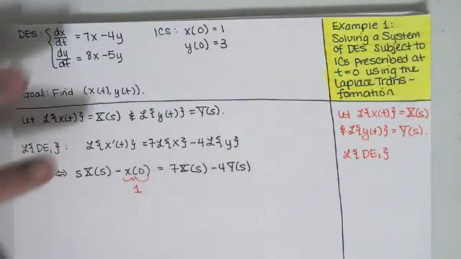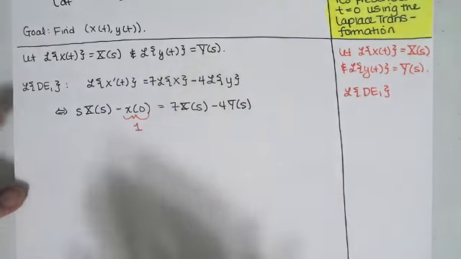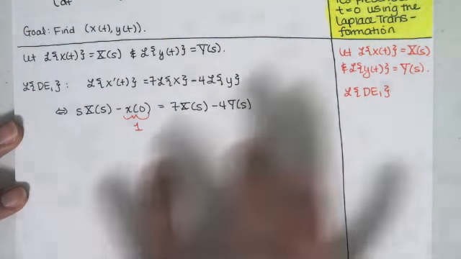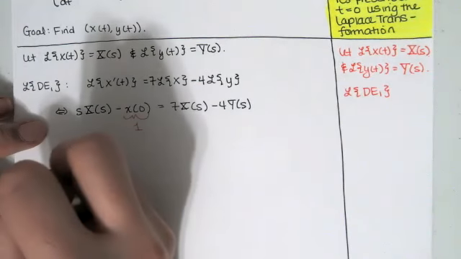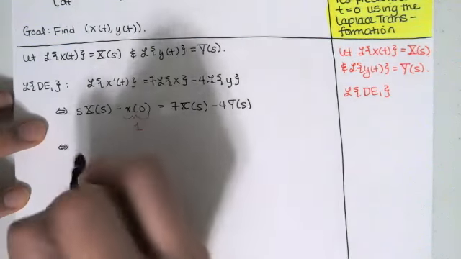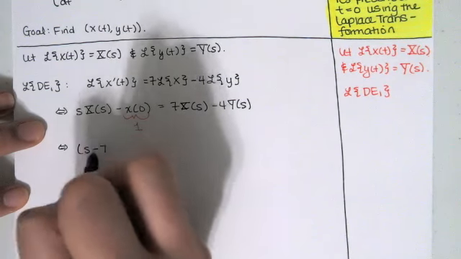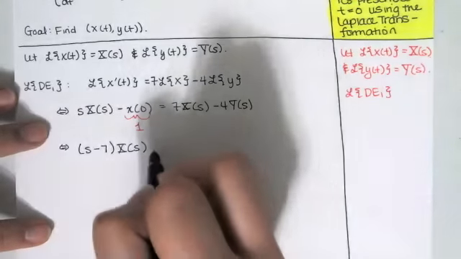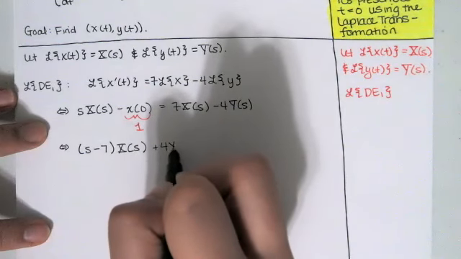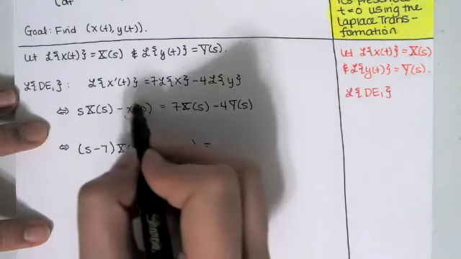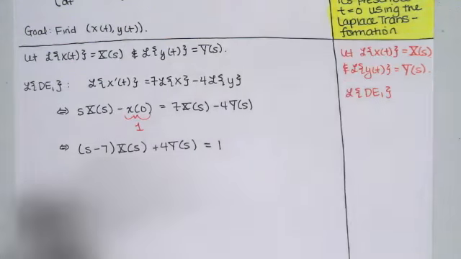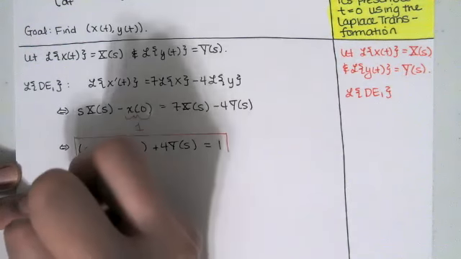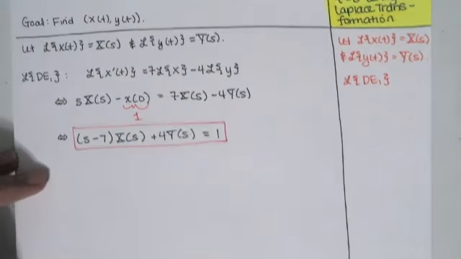And now I want to rewrite this so that I have x and y on the same side and all of the terms that do not involve X of s and Y of s on the other side. So I would subtract this 7 times X of s from both sides. So I'd have s minus 7 times X of s plus 4 times Y of s. And then if I add that 1 to the other side, that equals 1. So that's my first equation. It's not my solution, but that's my first equation.